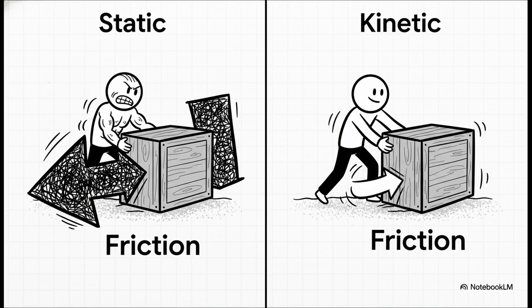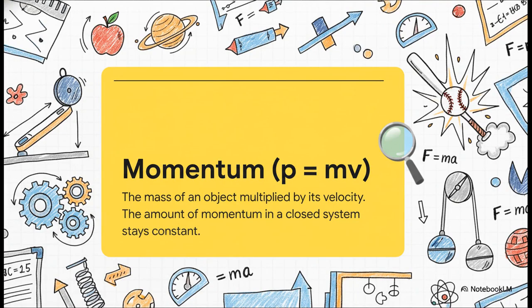This is exactly why it takes a huge shove to get a heavy couch moving, but a lot less effort to keep it sliding across the floor. Next up, let's talk about momentum, or as I like to call it, mass in motion. It's just an object's mass multiplied by its velocity. But here's the really critical part.